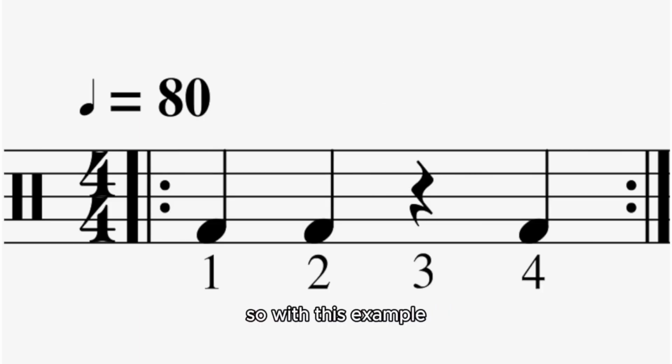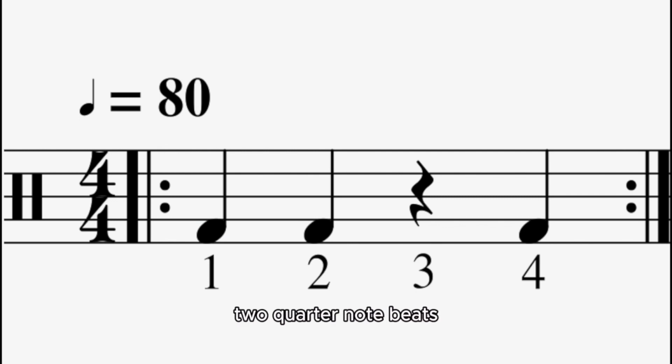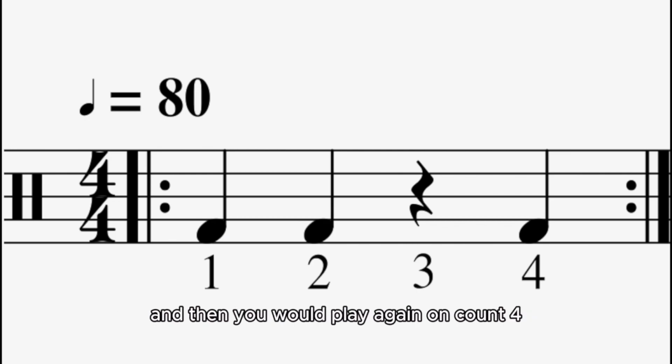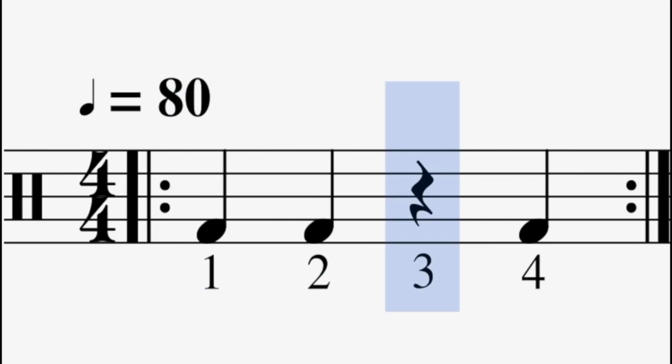So with this example, you would play 2 quarter note beats and then you would rest for 1 count because there's a quarter note rest. And then you would play again on count 4. 1, 2, rest, 4, 1, 2, rest, 4.